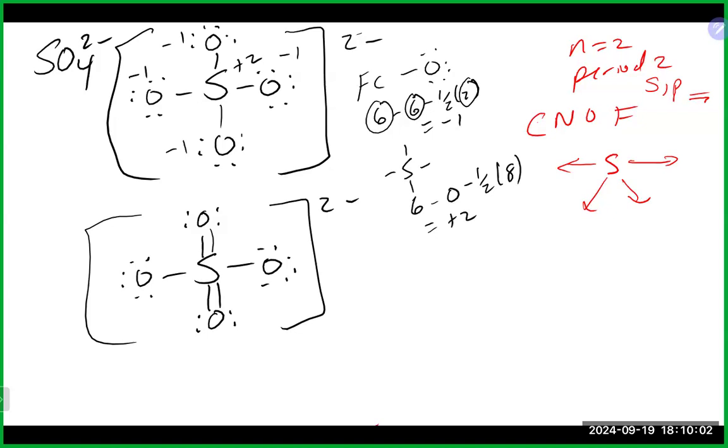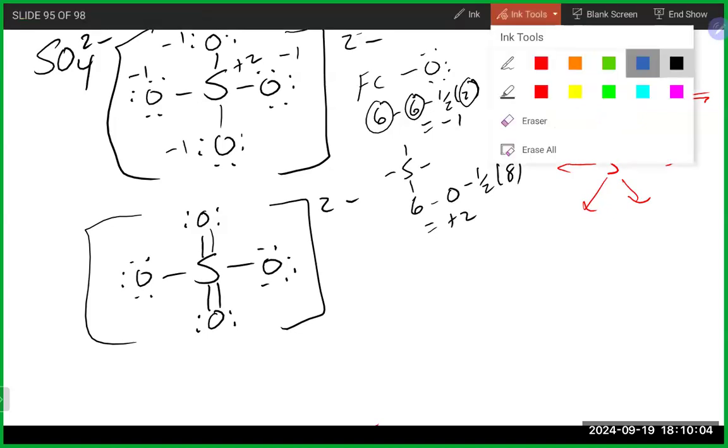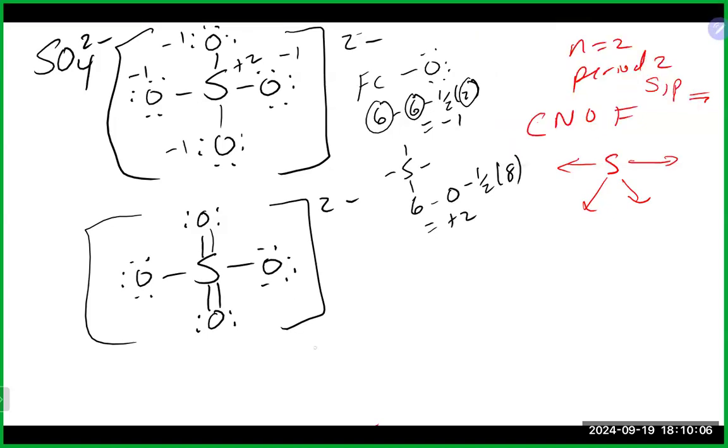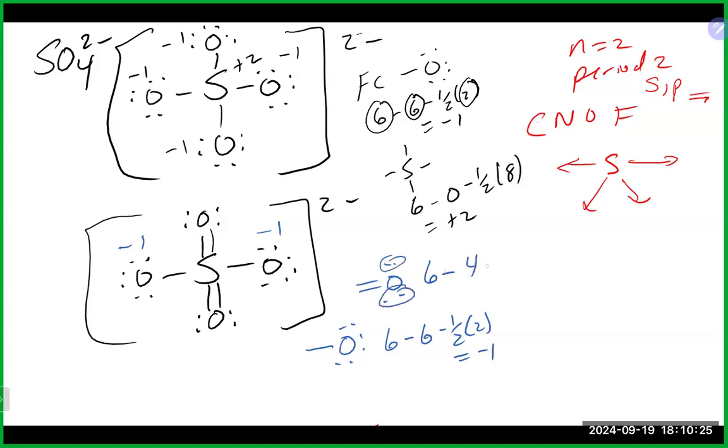Now, if I did the formal charge for the bottom structure, which you might have Googled, you would end up with obviously the same for our single bond, 6 minus 6 minus 1/2 of 2 gives you a -1. So we have -1, -1. We would have a double bonded oxygen as well, which would be 6 minus 4 for our non-bonding electrons, minus 1/2 of 4, which is 0.